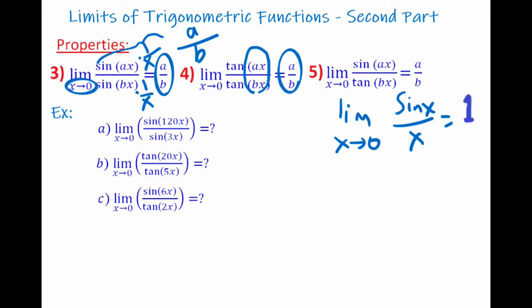And here in number 5, we do have a similar thing. If you combine 3 and 4, then you can easily get that formula where when x goes to 0, sine of ax divided by tangent of bx is equal to a divided by b.